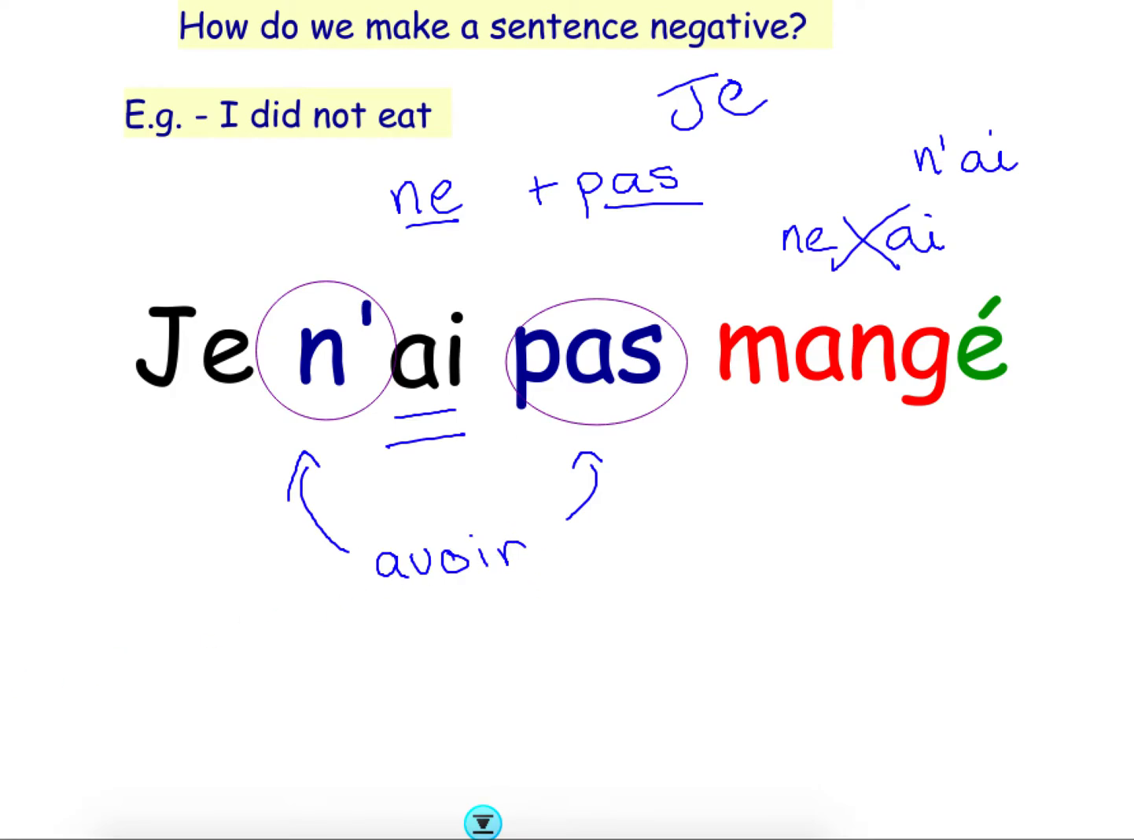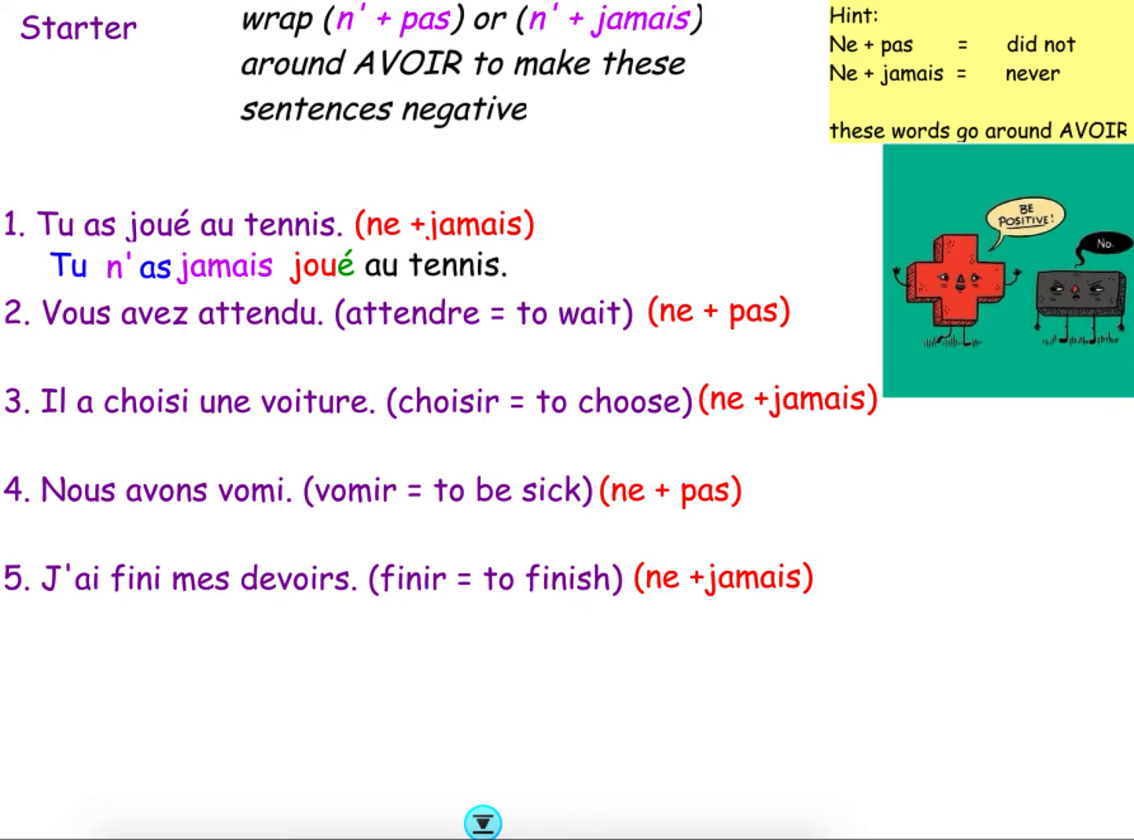Okay, let's have a look at some sentences. So we can see at the very top here, ne and pas means did not. Ne and jamais means never. Okay, you might have seen jamais before. Means never. They wrap exactly the same way around avoir. So, there's an example for you for question 1. Tu as joué au tennis. You played tennis.